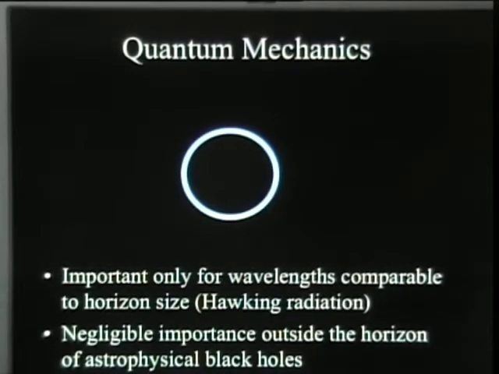In general, quantum mechanics starts to play an important role not only at the singularity, but also for wavelengths that are comparable to the horizon size. And there is the important phenomenon of Hawking radiation, which is academically interesting, but it's not relevant to astrophysical black holes, because the characteristic Schwarzschild radius of astrophysical black holes is often larger than a kilometer, and therefore quantum mechanical effects are quite small.